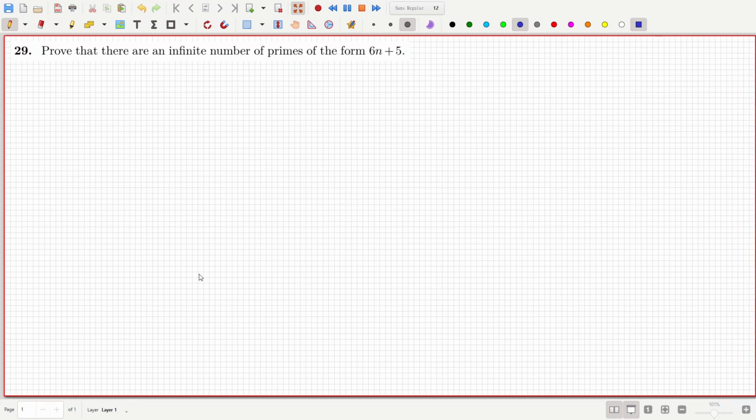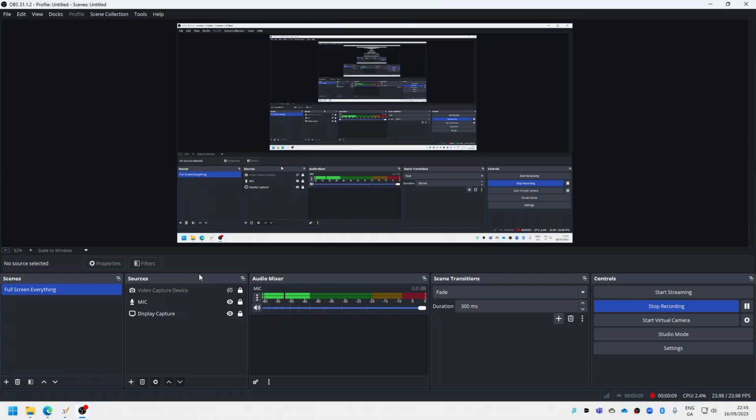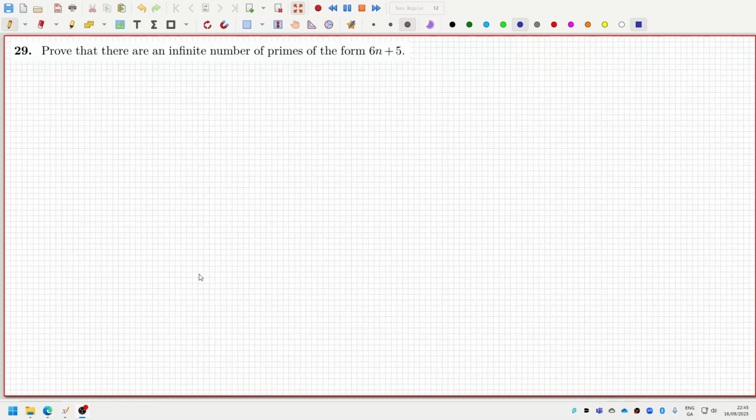Okay, prove that there are an infinite number of primes of the form 6n plus 5. Okay, so proof by contradiction.